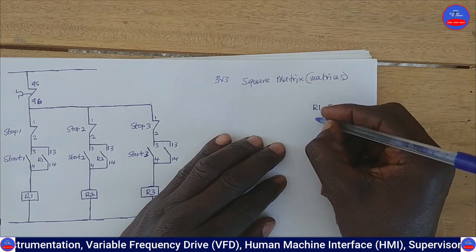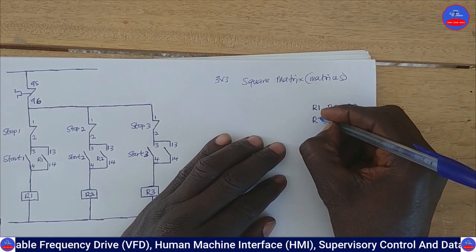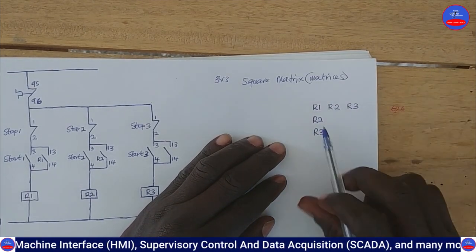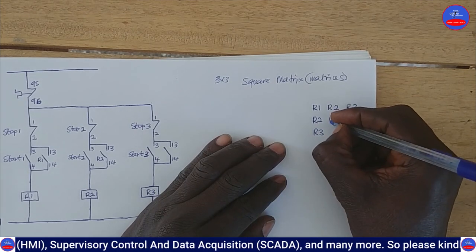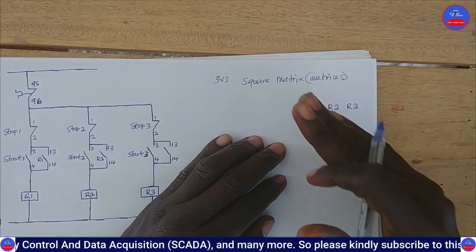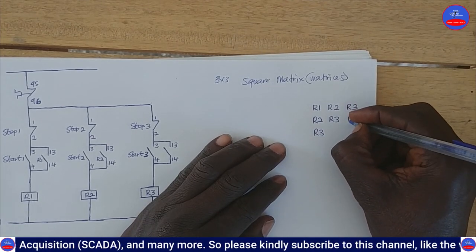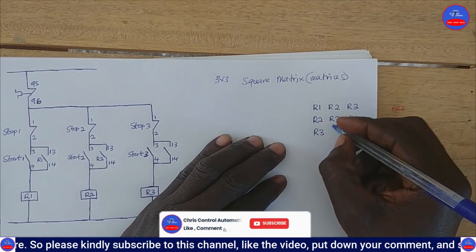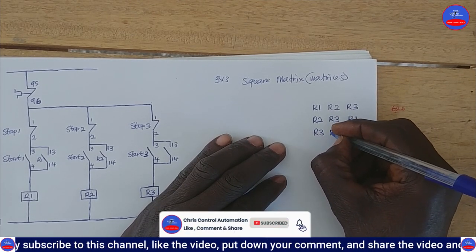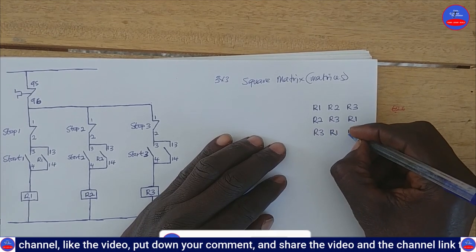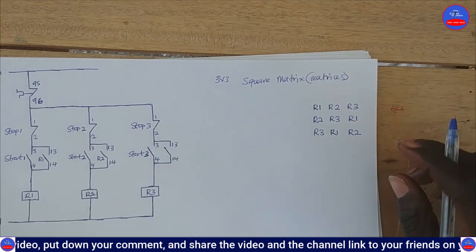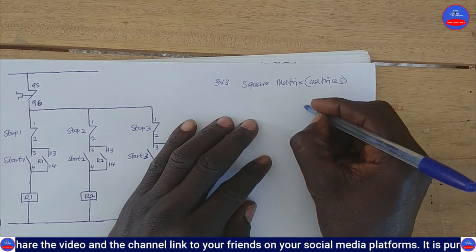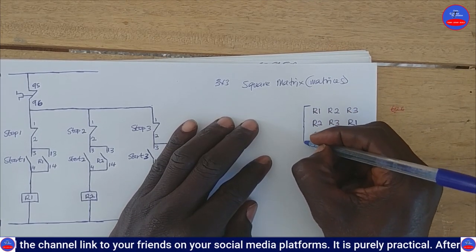So from R1, we are going to R2, and then R3. Let's fill this side. From R2 we are going to R3, and then we start again. So here will be R1. Here too we have ended, so we start from R1, and then R2. So this is the 3 by 3 square matrix. It is so simple.